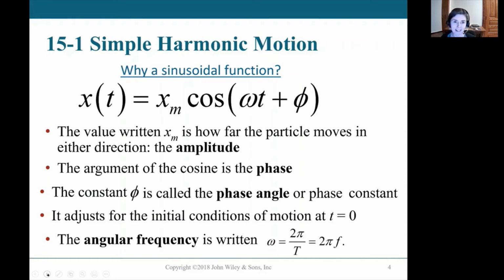So why a sinusoidal function for a mass on a spring? I have another video here that I hope you'll enjoy that shows this.